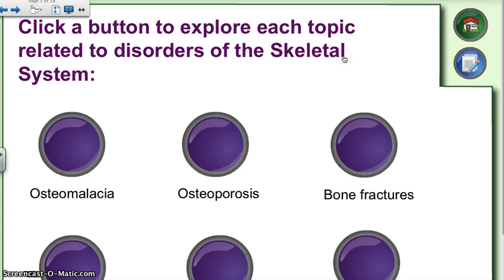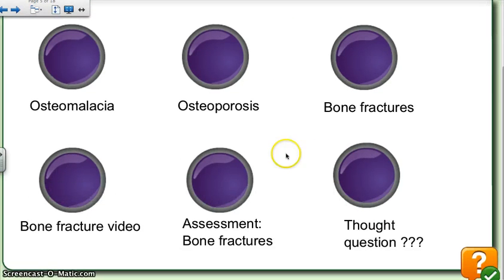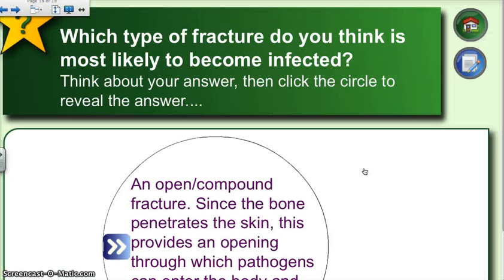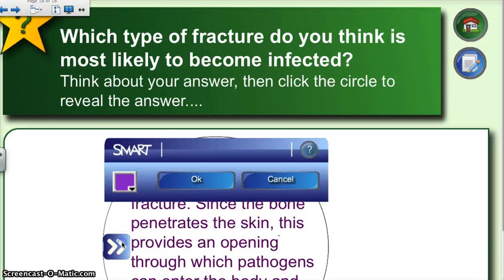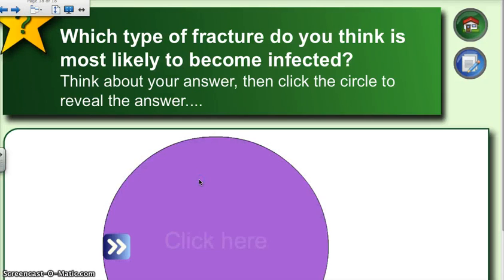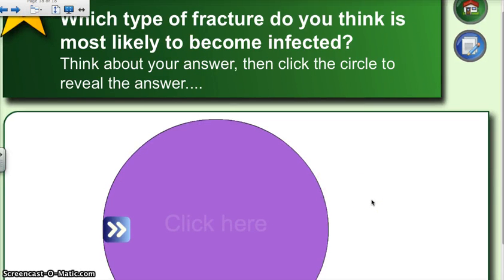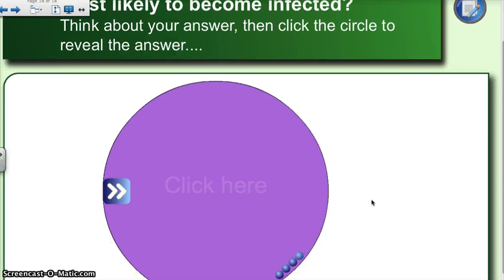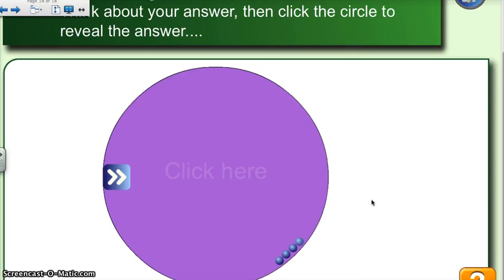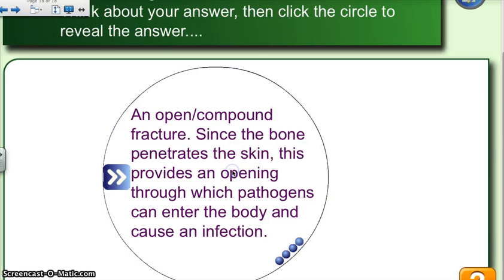Once we go back to the topic menu, there's one final item, which is a thought question, and I'll generally have students work in groups to answer this question. I'll give them a couple minutes to think about their answer, and then I'll have them share with the class what they think the explanation is. And then when they're ready, I will reveal the answer.